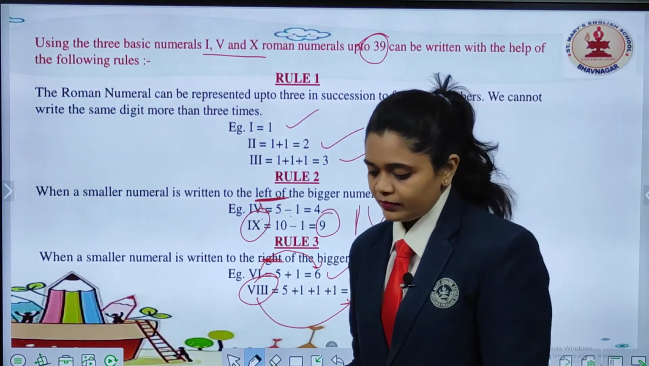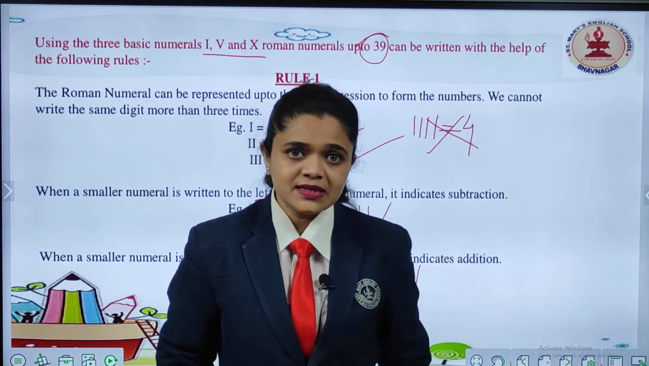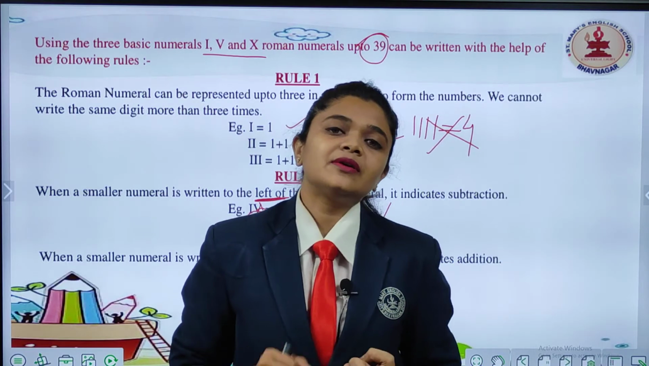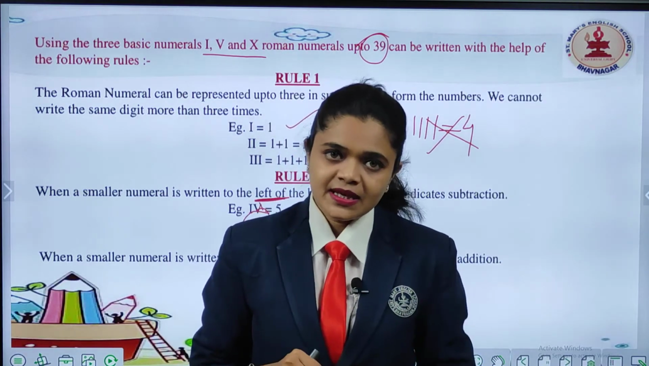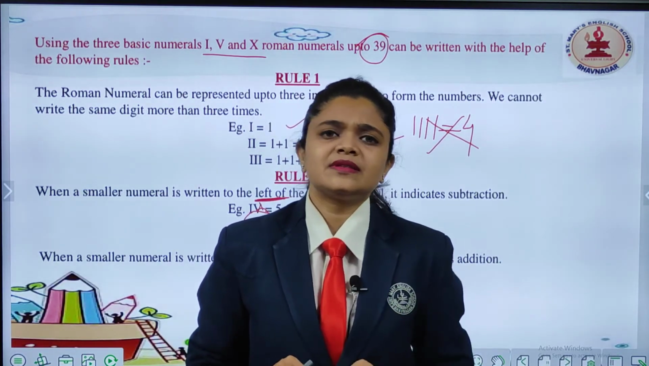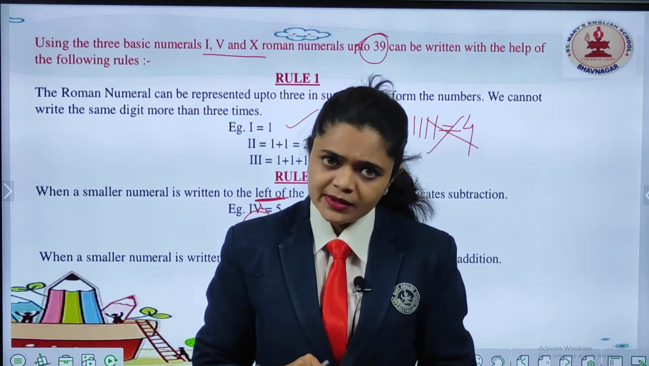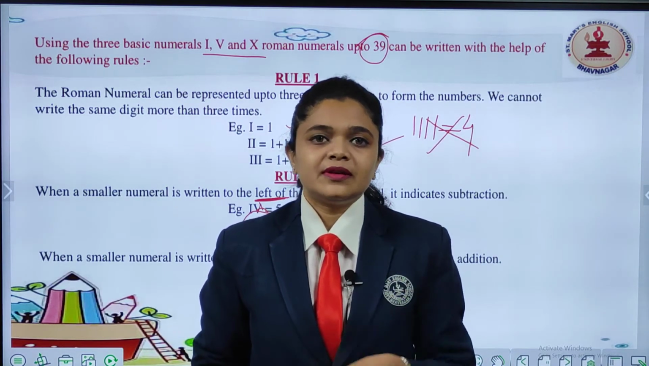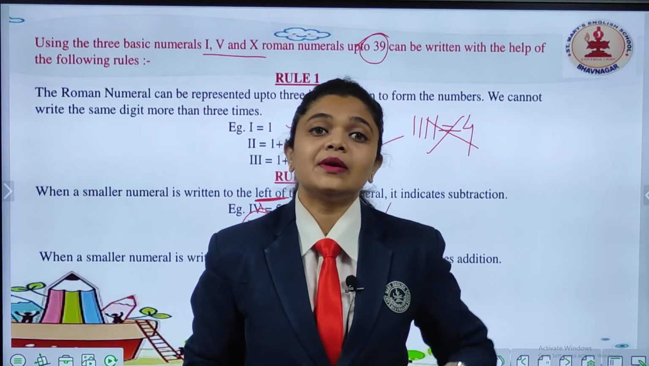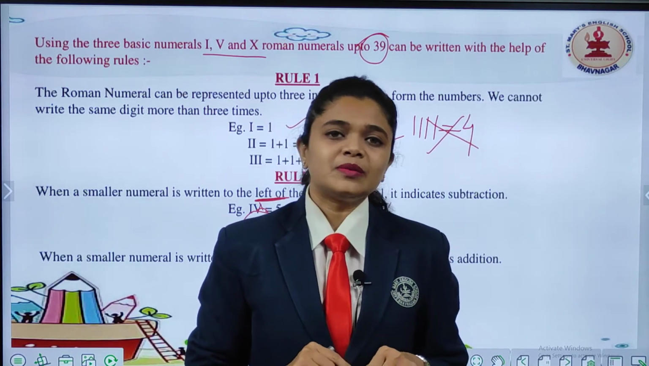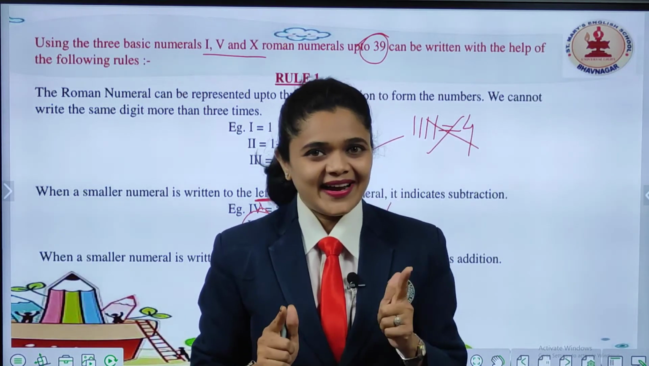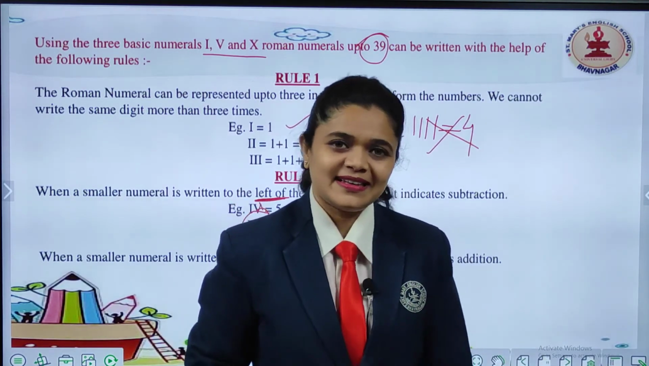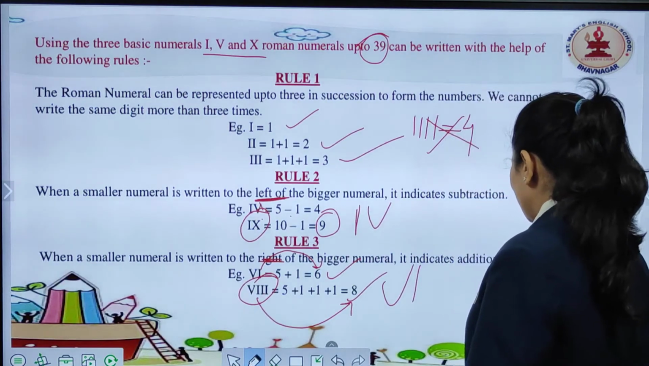Okay children? These are some 3 basic rules. Let us revise it. First rule, you cannot repeat a particular number or alphabet more than 3 times. If a smaller number is written to the left hand side of the bigger numeral, you will subtract it. And rule number 3, if a particular alphabet or number is written to the right hand side of the bigger numeral, you are going to add it, right? So let us begin the journey of Roman numerals. Come on, let's dive into it.